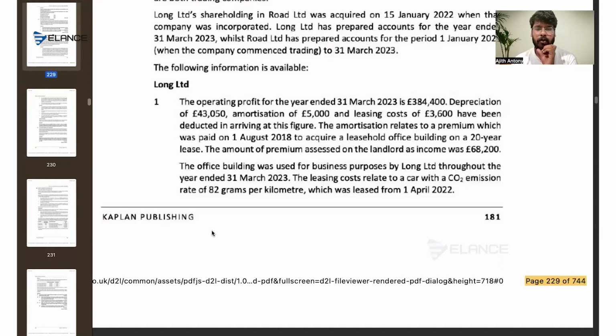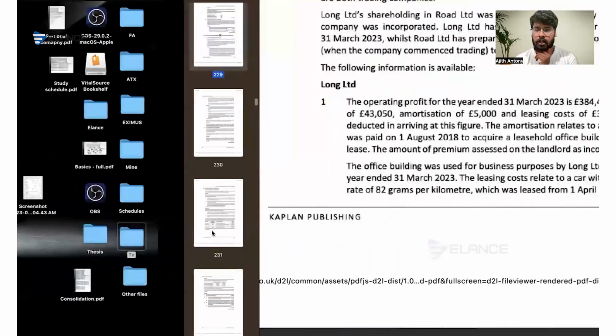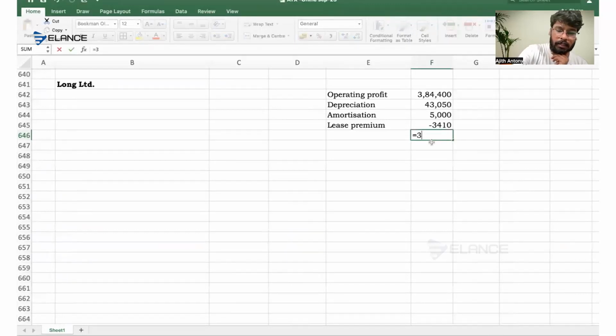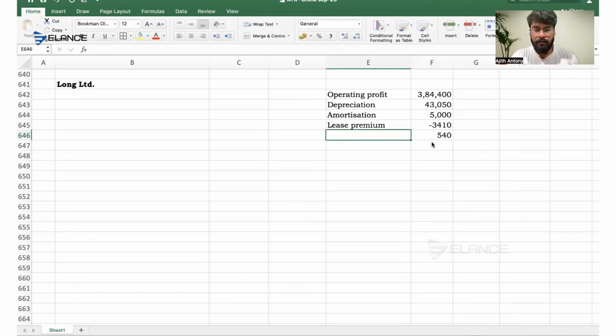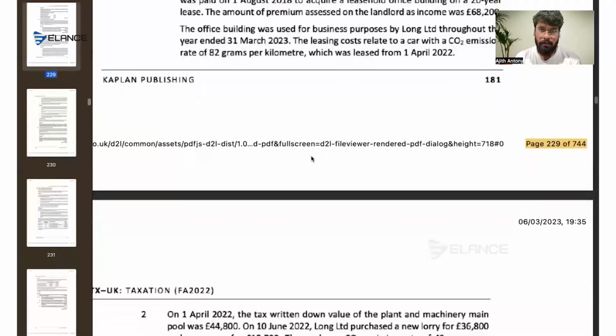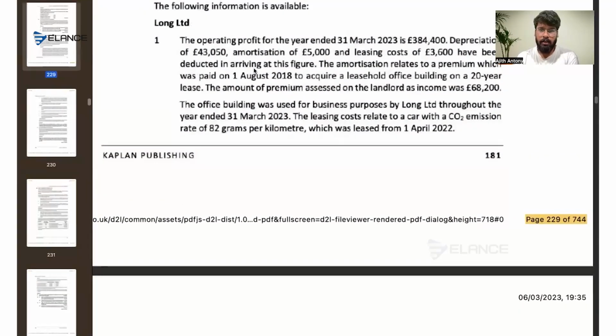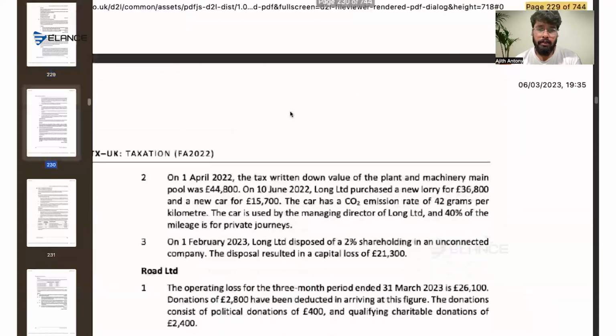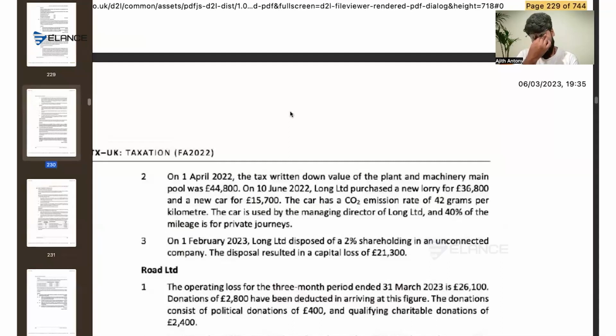The car had a CO2 emission of 82. So here the 15% add back. Okay, so 3,600 into 15%. It will be disallowed expenditure. We should add back this. Okay, so we are done with the first adjustment. All the things coming in the first adjustment, we corrected, and now we are moving to the second one.